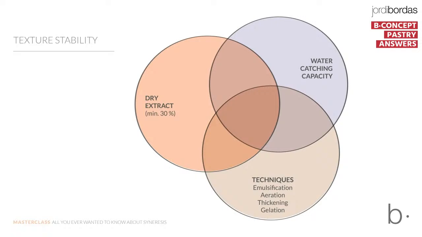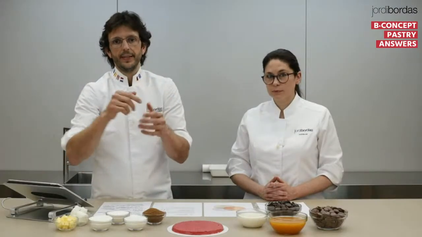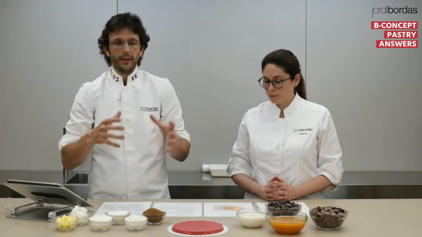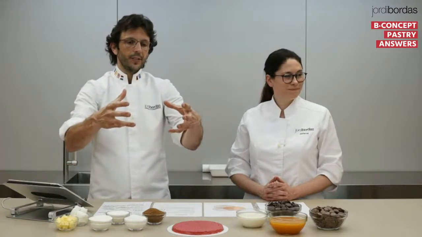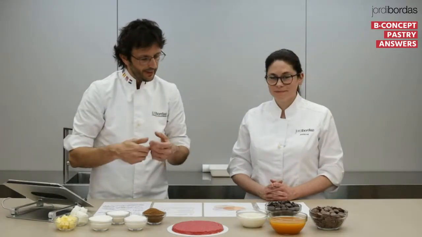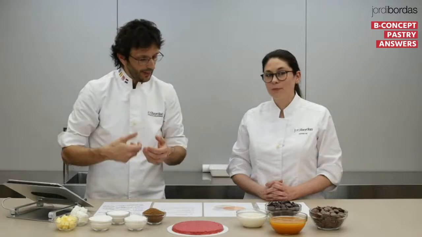Emulsification is a technique that we use in classic pastry, for example, when we are going to create a crème anglaise, and inside we have dairy products that have proteins called caseins that have the capacity to emulsify and bring together the fats and water that we have inside of this crème anglaise. And we also have egg yolks, and inside of the egg yolks we have lecithin, which is also an emulsifier. This is a technique that we call emulsification, but we also have other techniques that are aeration, thickening, gelation.